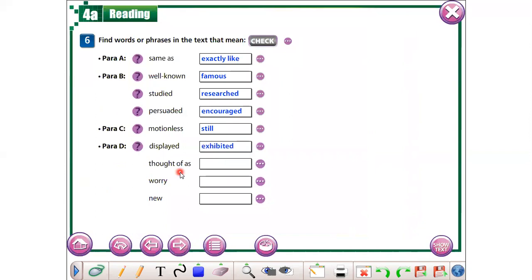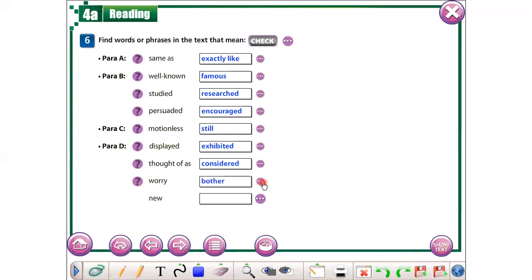Now, thought of as. Okay, this is a difficult one. Let me show you the answer because this is a difficult one. It's consider. Okay, the synonym for thought of as is consider. Now, worry. Let's look for the synonym of worry. It says, but this doesn't bother. So the synonym for worry is bother.